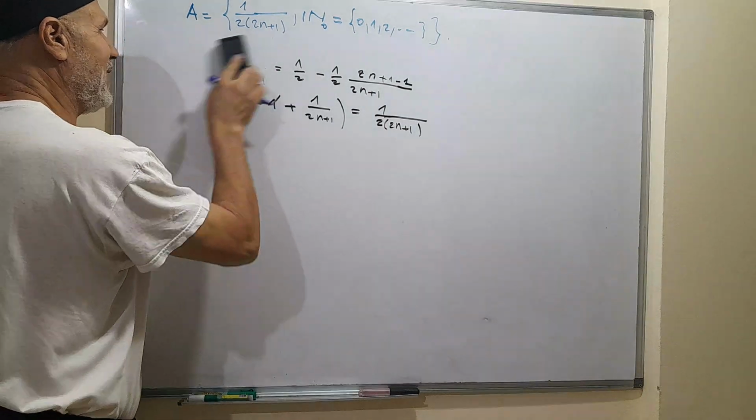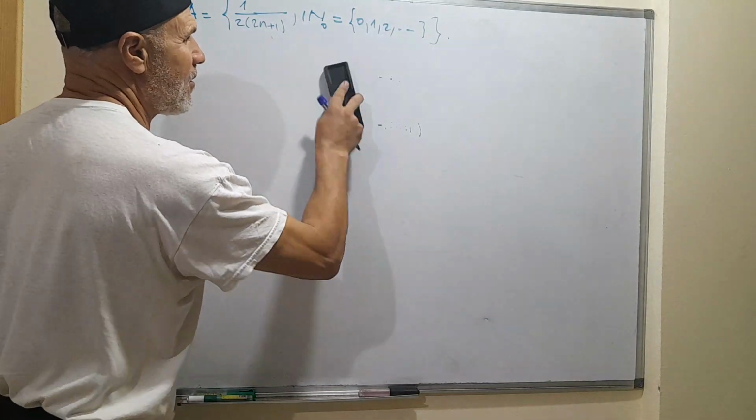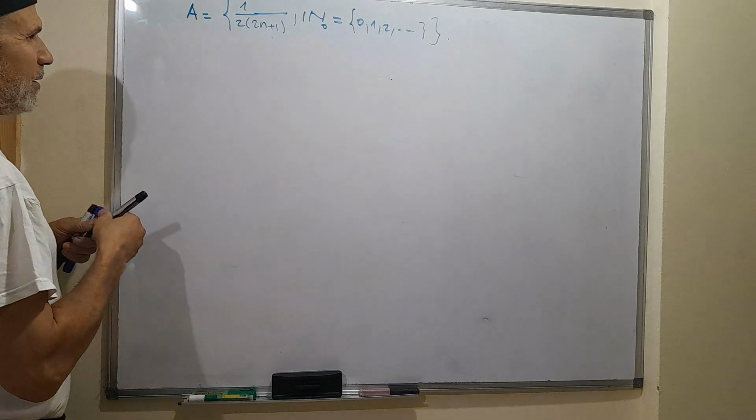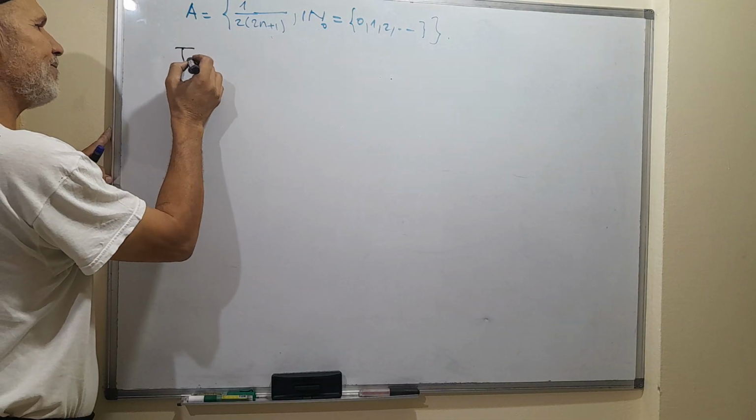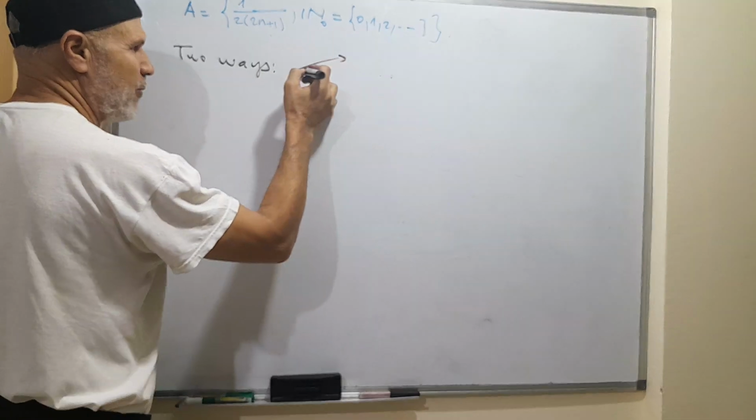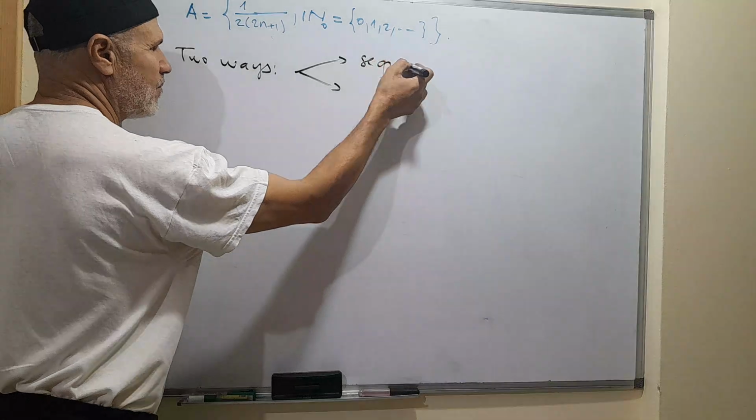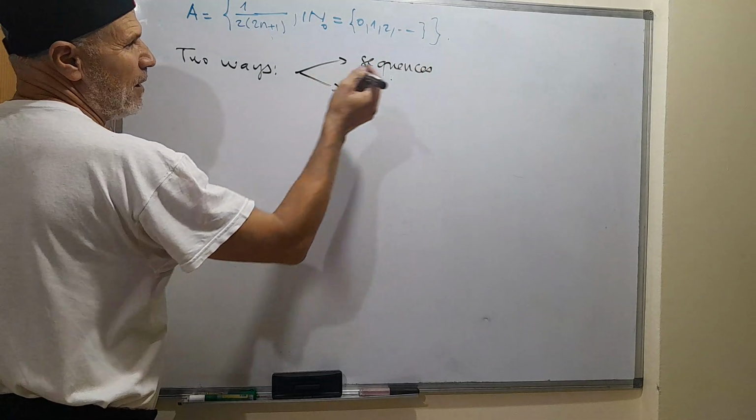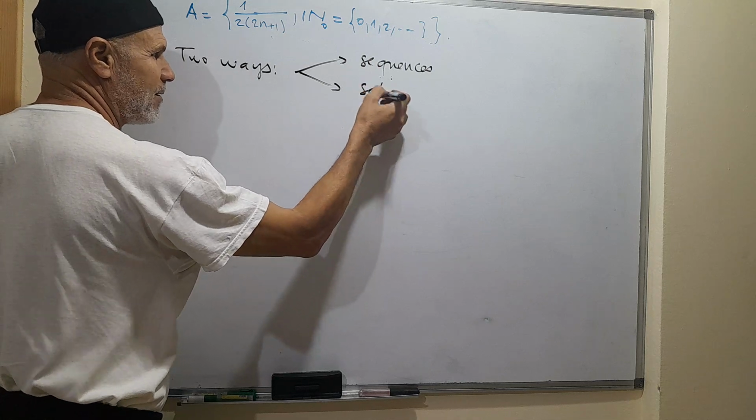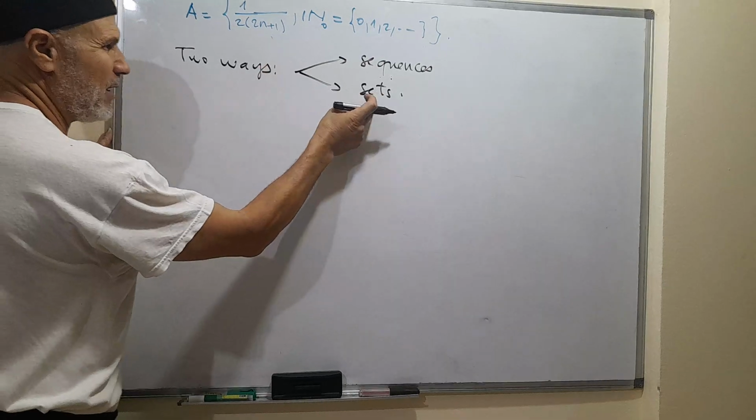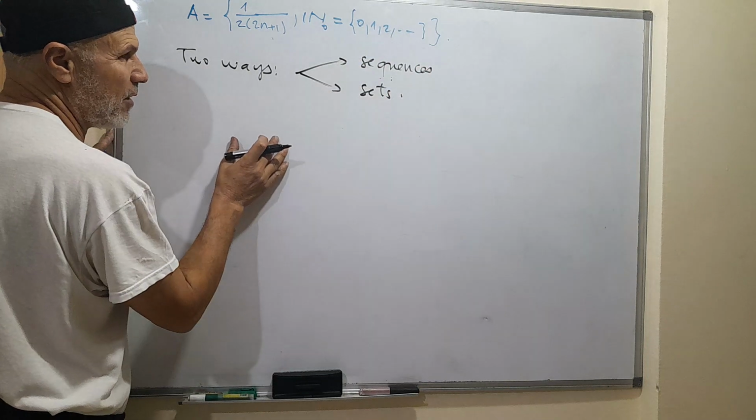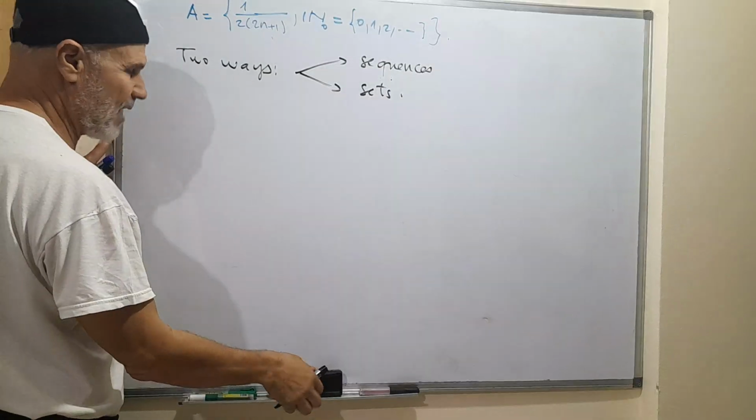Okay, let us get started. Two ways. We can use sequences, and we can use sets, the technique for sets. I will use the technique for sets just until we arrive at the chapter about sequences. Okay?